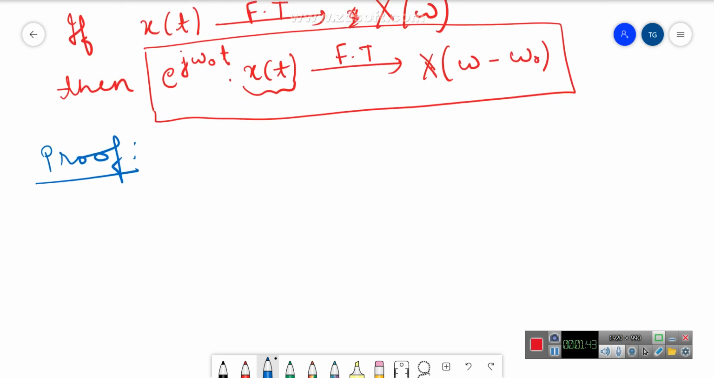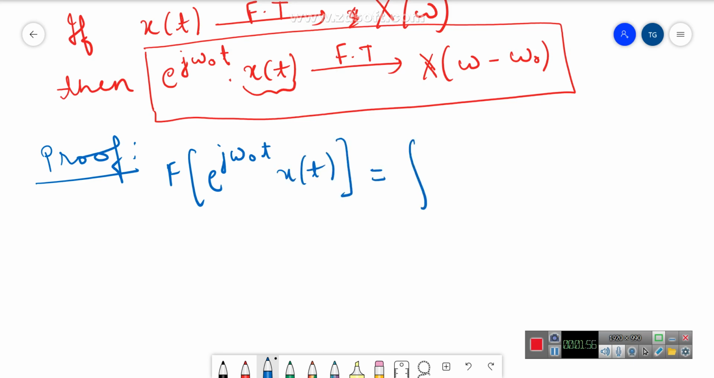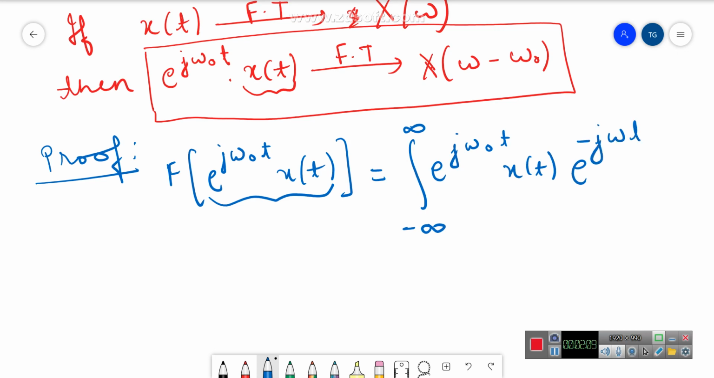By definition of Fourier transform, we know F of e to the power j omega naught t x of t. We are taking the left hand side part, that is this time domain part. By the definition of Fourier transform, we can write the Fourier transform of this as the integral of e to the power j omega naught t, x of t, as it is, and here it will be e to the power minus j omega t. So this is my Fourier transform operator.